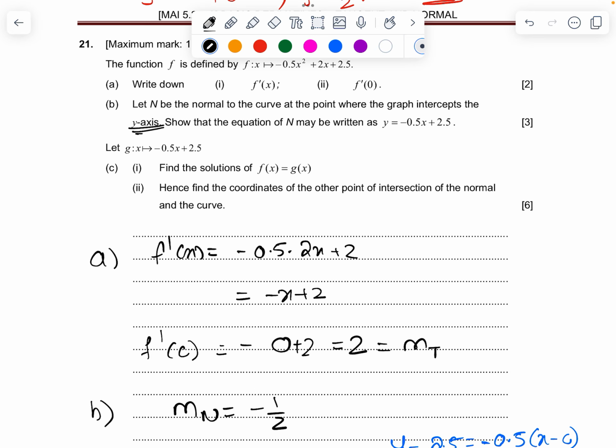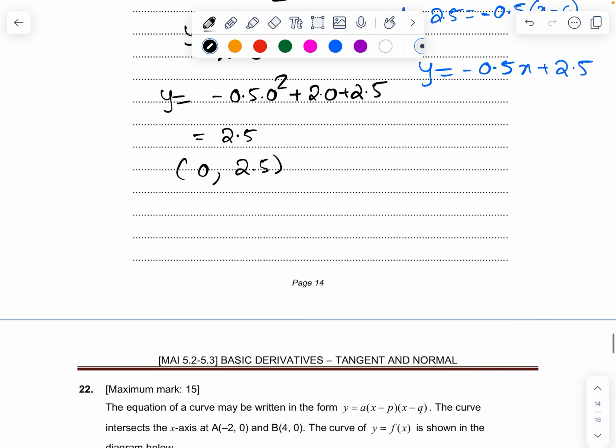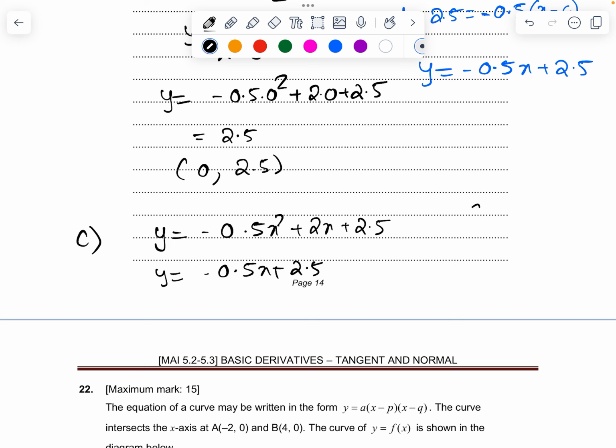Then g of x is given as negative 0.5x plus 2.5. Find the solutions of this one. So part C, y equals minus 0.5x square plus 2x plus 2.5 and y equals negative 0.5x plus 2.5. Use the GDC, use the graph method to find the point of intersection as x equals 0 and x equals 5.